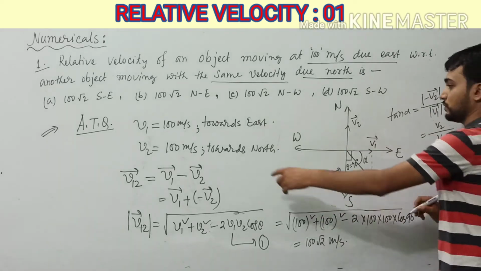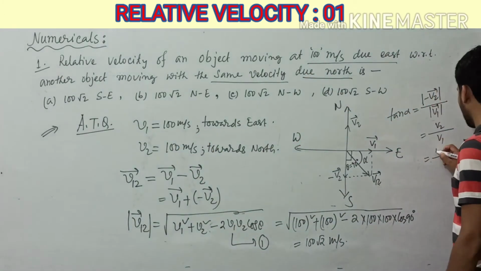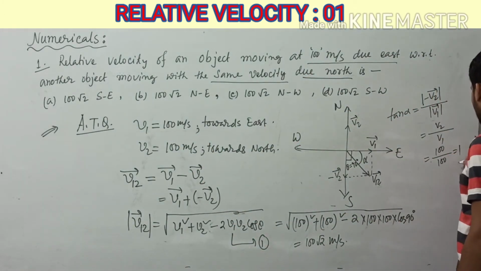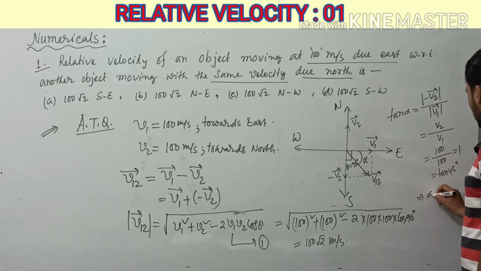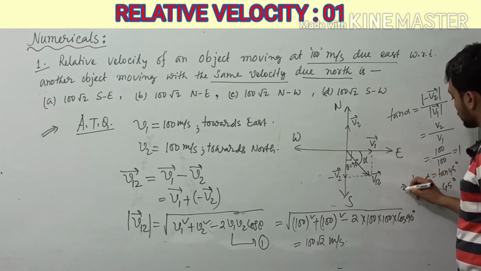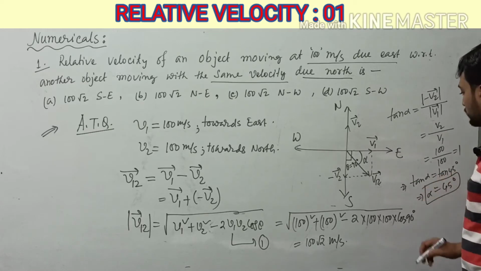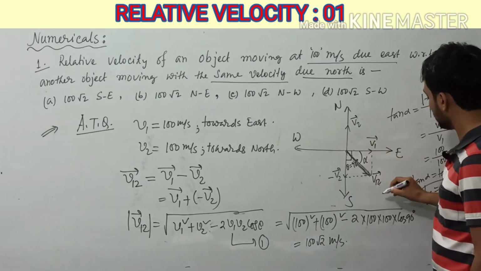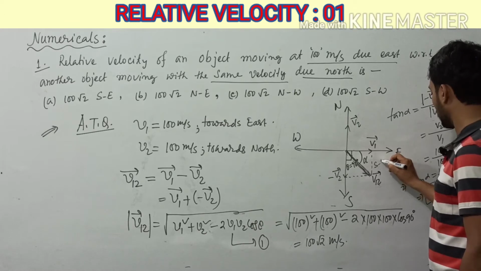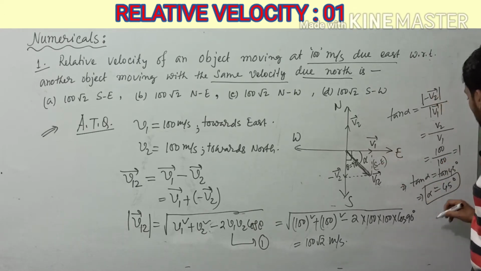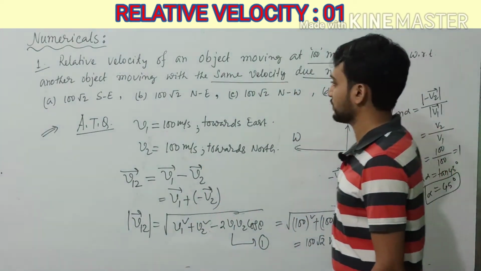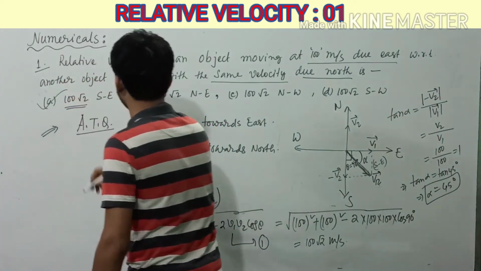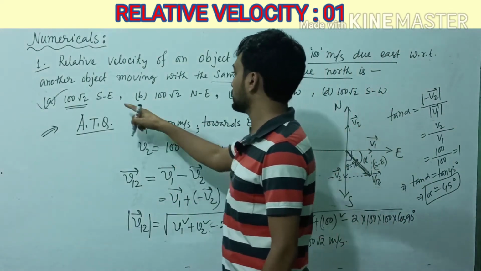What is V2? V2 is 100, V1 is also 100. 100 by 100 is equal to 1, so tan alpha is equal to 1, which implies alpha is equal to 45 degrees. Okay, alpha equal to 45 degrees means what? Means this direction will be the southeast direction. So the correct option will be this: magnitude 100√2 meter per second, and the direction is southeast.